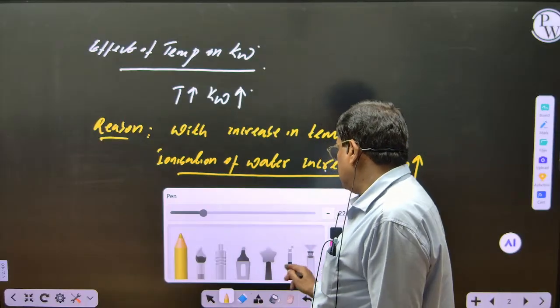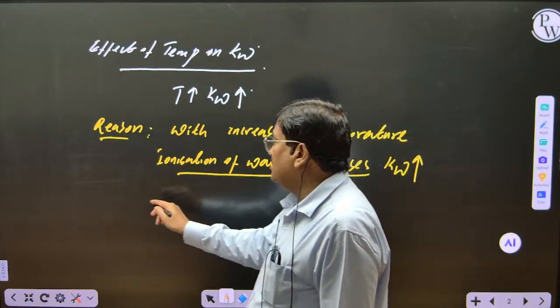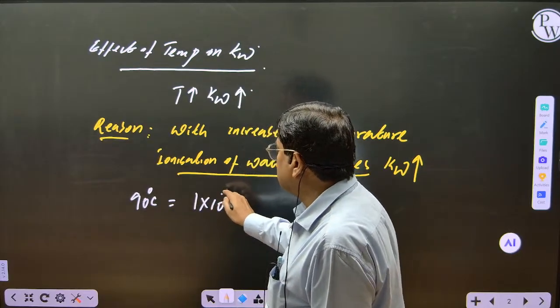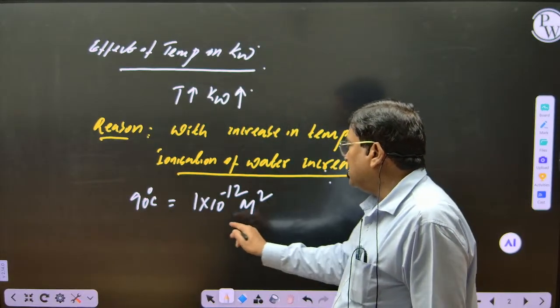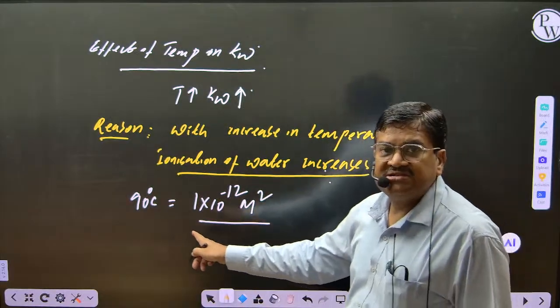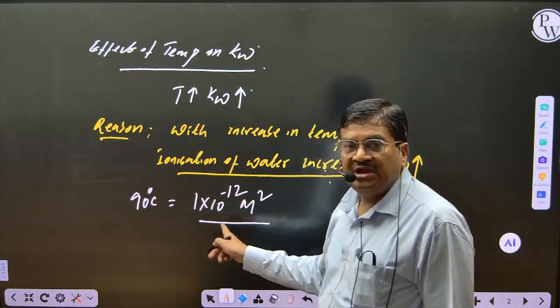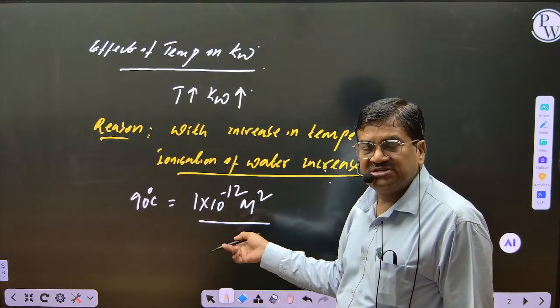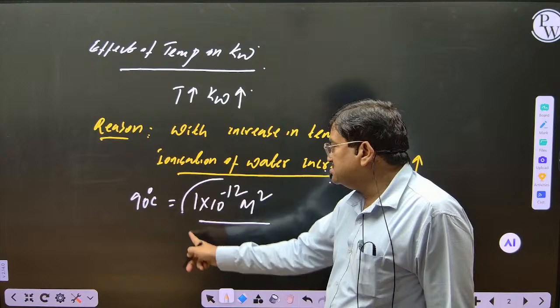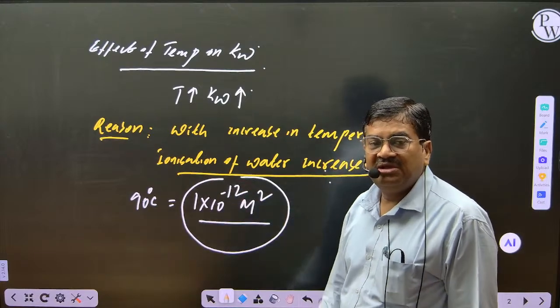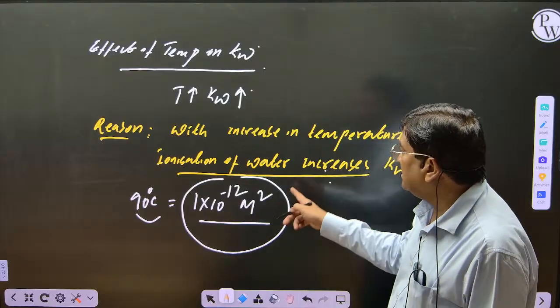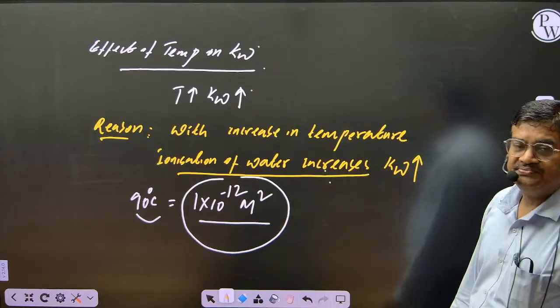For example, yesterday I gave at 90 degrees centigrade. Suppose I am taking 90 degrees Celsius, what will be the value of KW? Its value is 1 into 10 power minus 12 mole square per liter square. At 25 degrees we wrote 10 power minus 14. Now, is 10 power minus 14 bigger or 10 power minus 12 bigger? So this value is bigger, no? So what happened to the KW value with increase in temperature? KW value is increasing due to the increase in ionization of water.